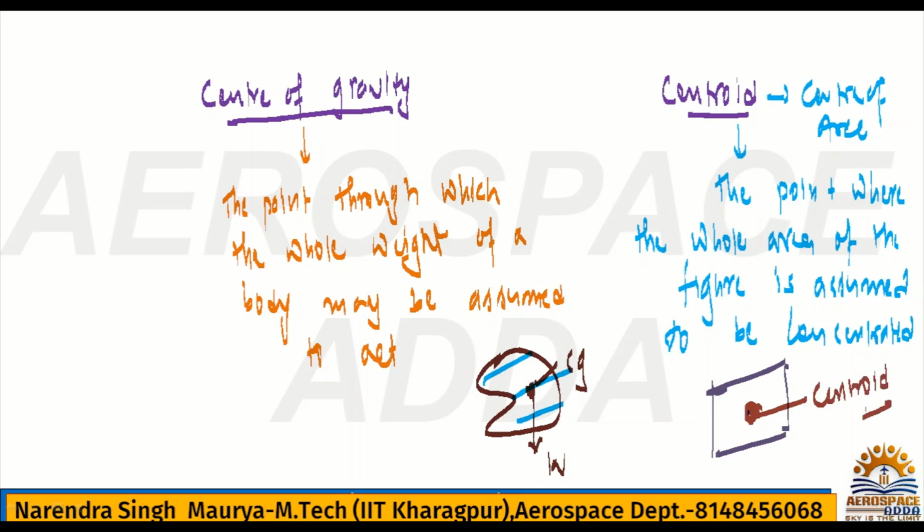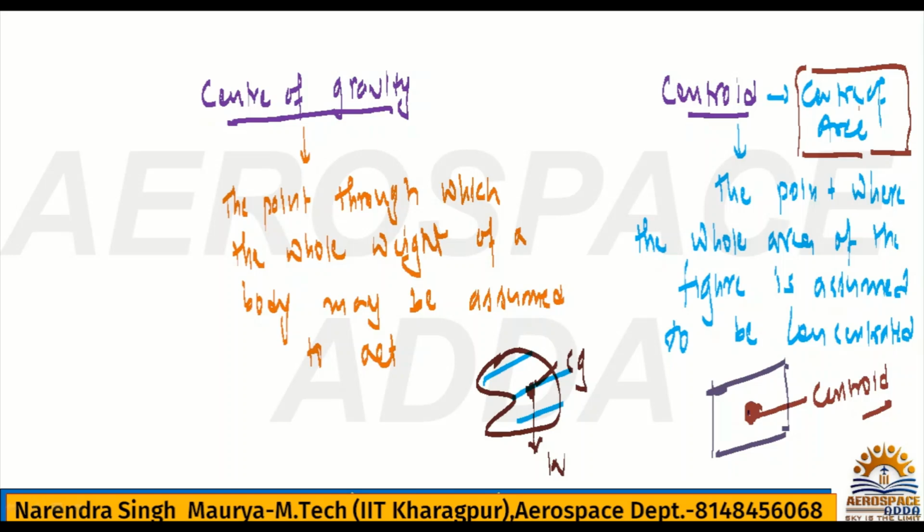Okay, so this is the big difference between the center of gravity and center of area. Center of area is also called centroid. See the other word, center of area. Any figure, any image, any shape you can take, rectangle, triangle, circular, we consider the whole area to be assumed concentrated at one particular point, and that point is called the centroid. So this is the big difference between centroid and center of gravity.